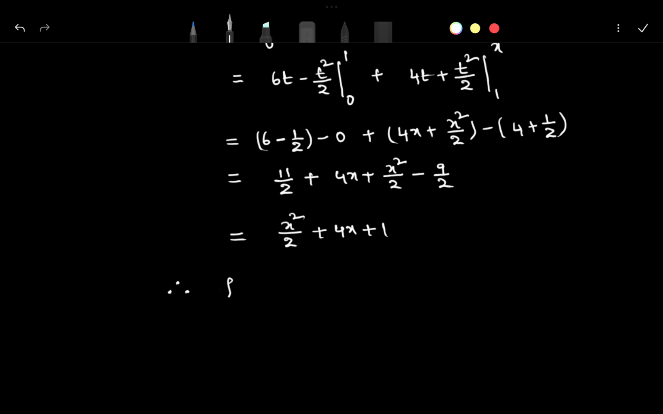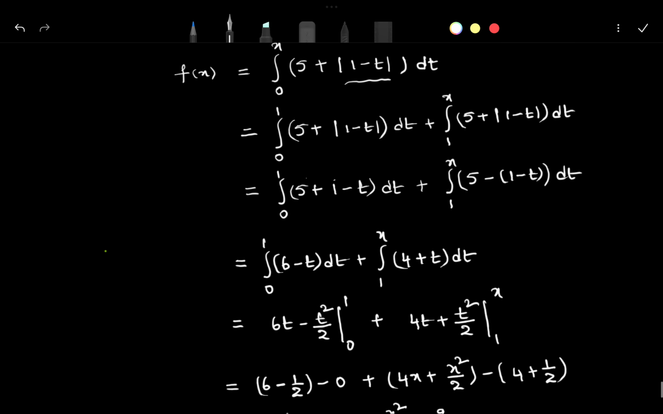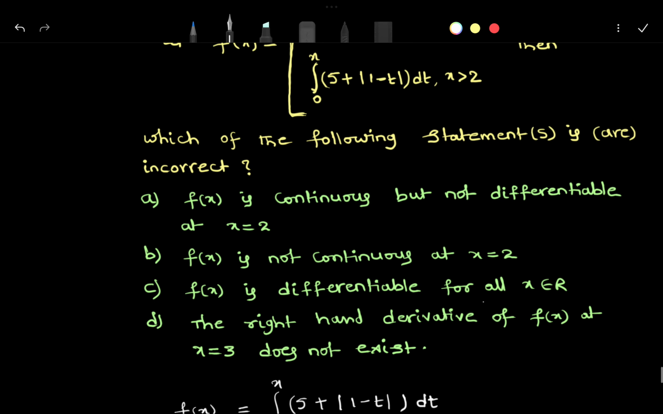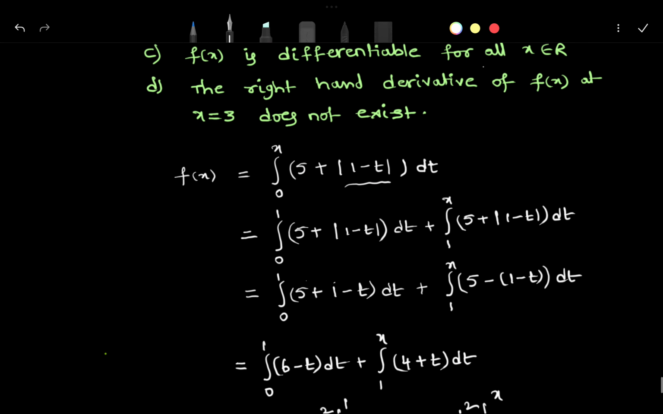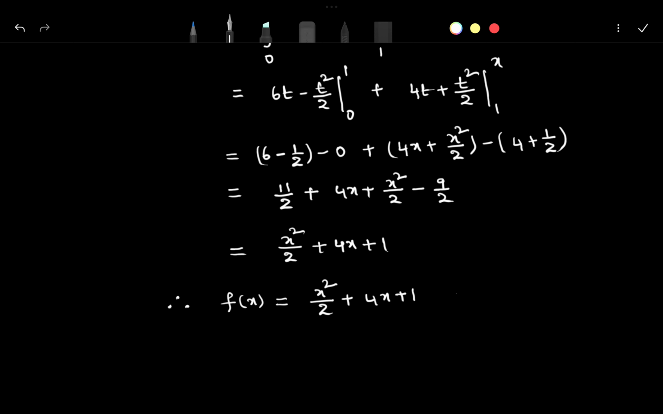So now, therefore, what is the f(x) value? f(x) will be equal to x square by 2 plus 4x plus 1. This one is in which case, x greater than 2 or x less than 2? x will be greater than 2. So now here the f(x) value will be this one if x is greater than 2.